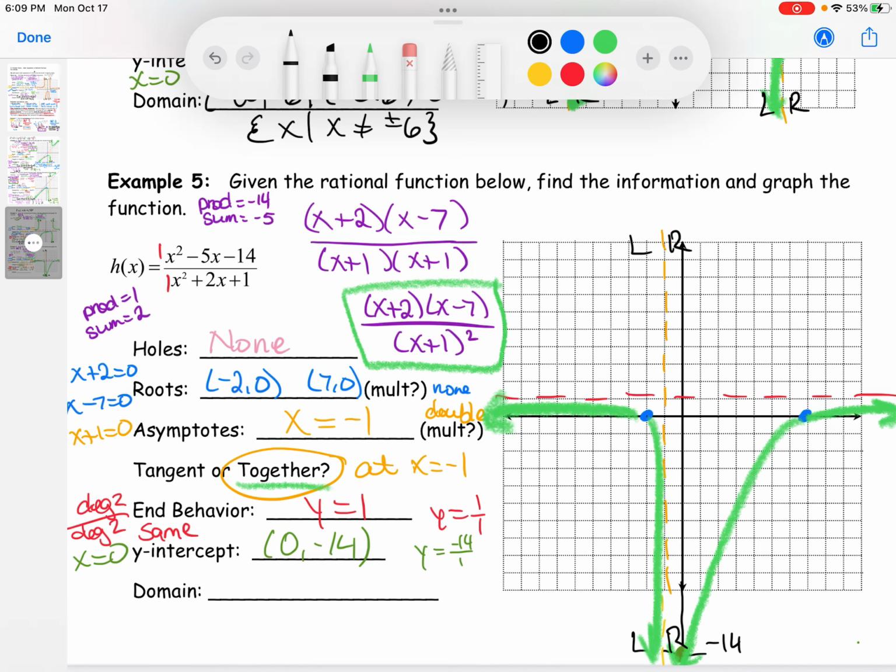Its domain is only broken up by the vertical asymptote. So it would be from -infinity to -1, and then -1 to infinity. In set notation, that would be x's such that x cannot equal -1. And there's your domain. So there is graphing rational functions.